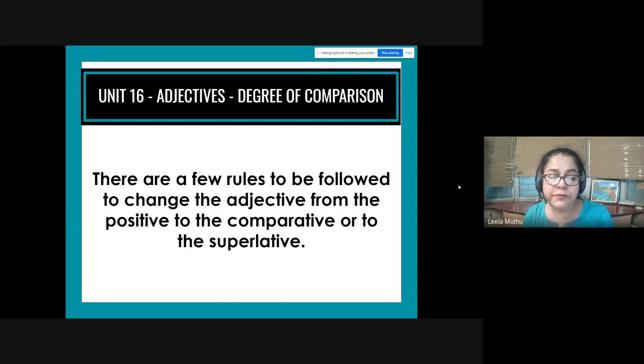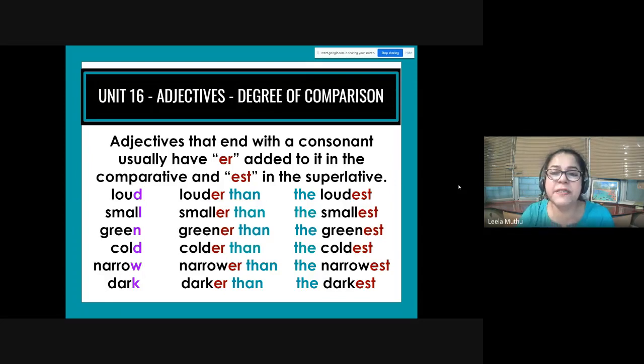So there are a few rules to be followed. Of course, there are. It's grammar. You're always rules, rules, rules. But once you know these rules, you have no problem and you become a grammar expert. That is the goal. Okay? So there are a few rules to be followed to change the adjective, from the positive to the comparative, or from the comparative to the superlative. Or if I give you just the positive and I tell you to make it into the superlative form, you will know how to do it if you know the rules. All right? So adjectives, now these are the rules. You have to know it.